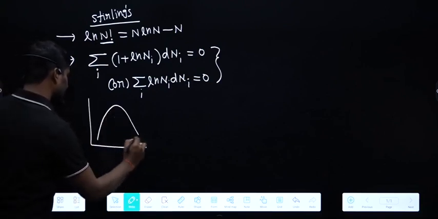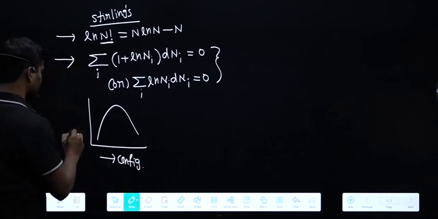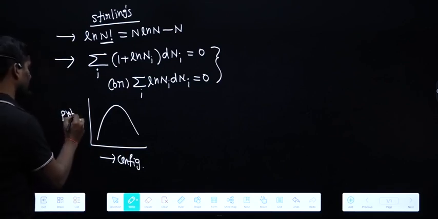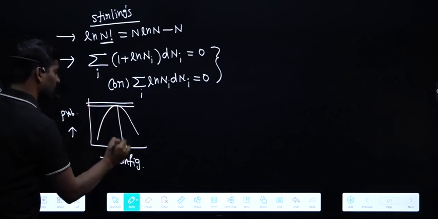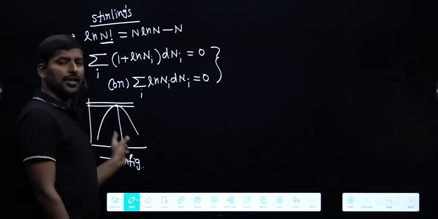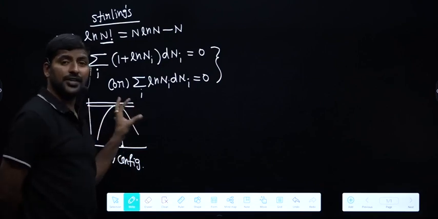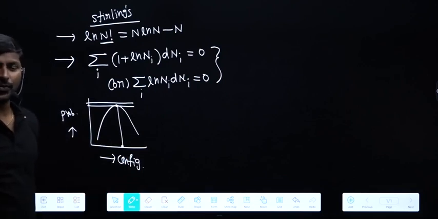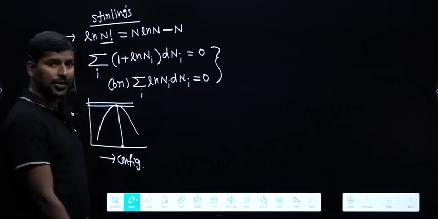These are the various configurations, the various possible arrangements we are taking. So we are taking probability, and the configuration with the most probability is called the dominant configuration. Whenever particles are distributed evenly, that is said to be the dominant configuration. This is the formula for the dominant configuration.